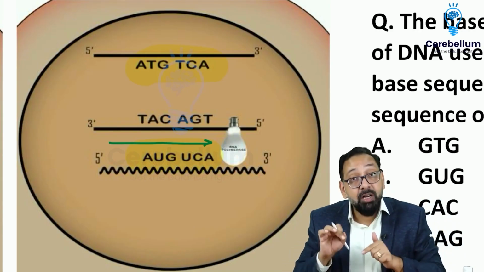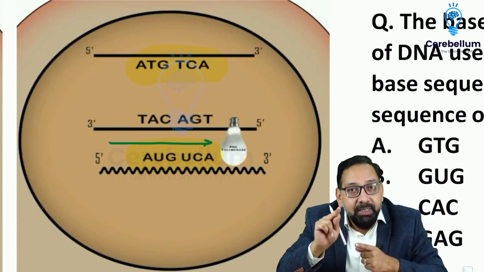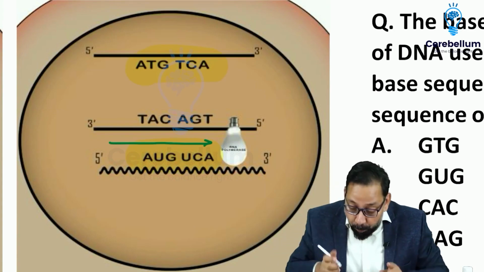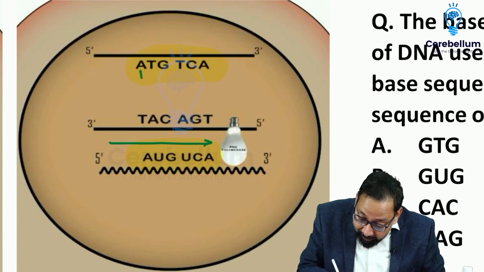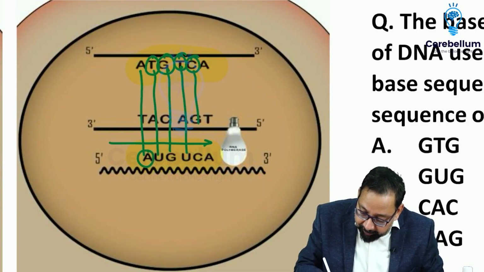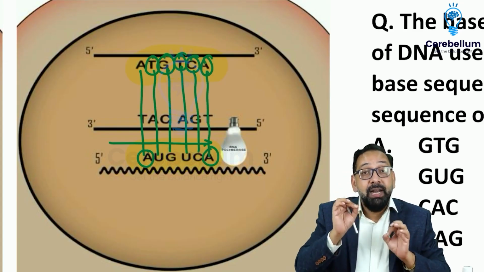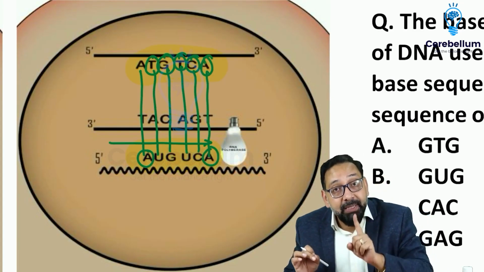So this messenger RNA should be just like the coding strand, except T is replaced by U. You can see A, here is A, T is replaced by U, here is G, here is G, T is replaced by U, here is C, here is C, A. So messenger RNA is just like the coding strand, except T is replaced by U.